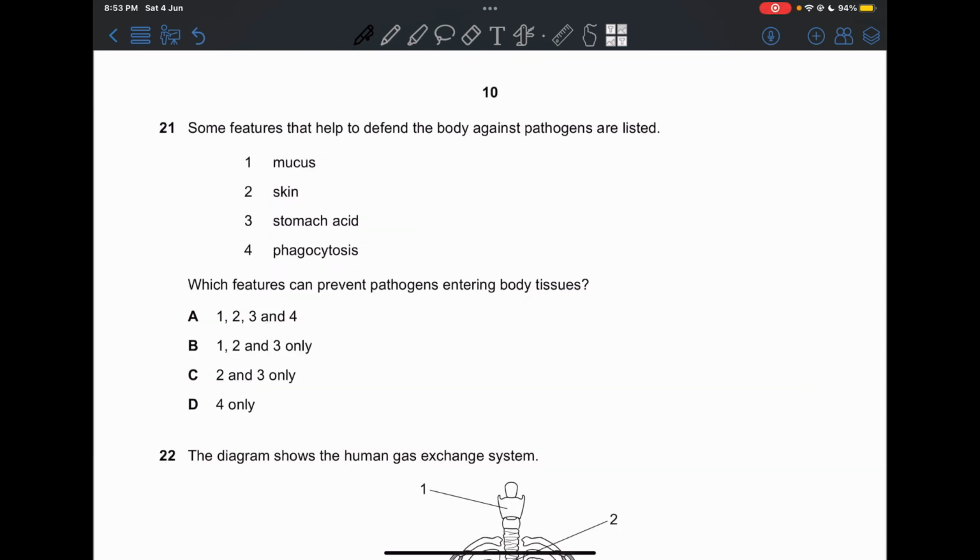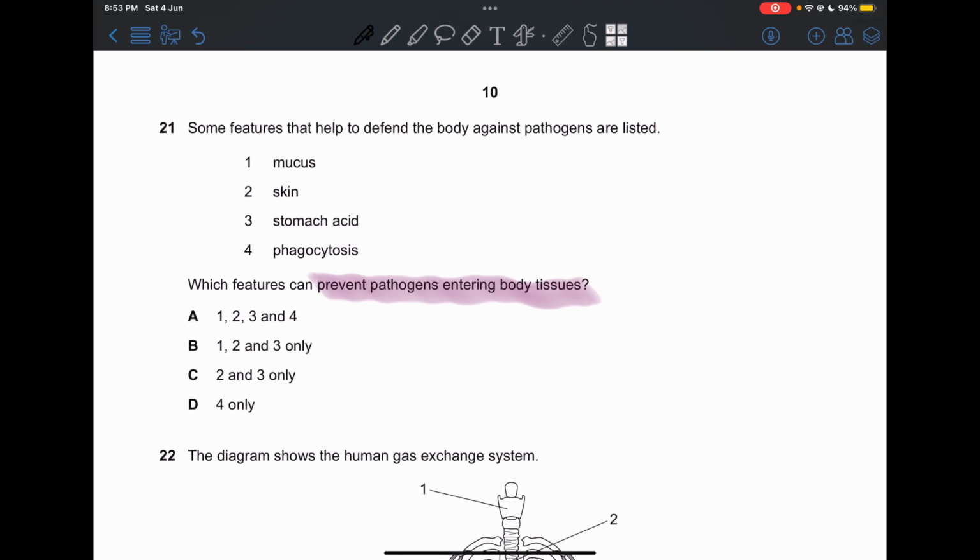Now question number 21. Some features that help to defend the body against pathogens are listed. Which features can prevent pathogens from entering the body tissues? Now this is a keyword right here: prevent pathogens entering the body tissues. So that means these structures are supposed to prevent the pathogens from entering the body itself. It's not going to be acting after the pathogens are inside the body.